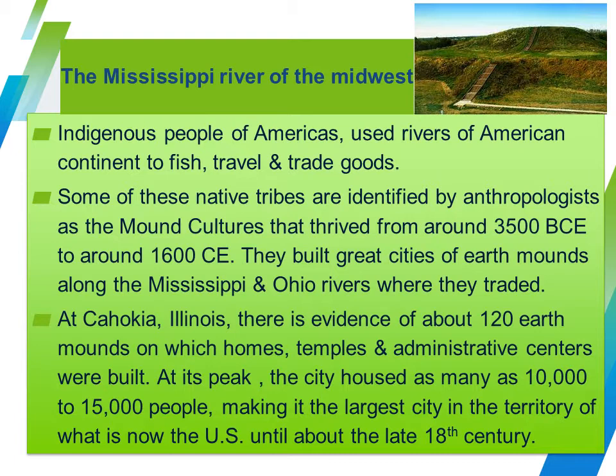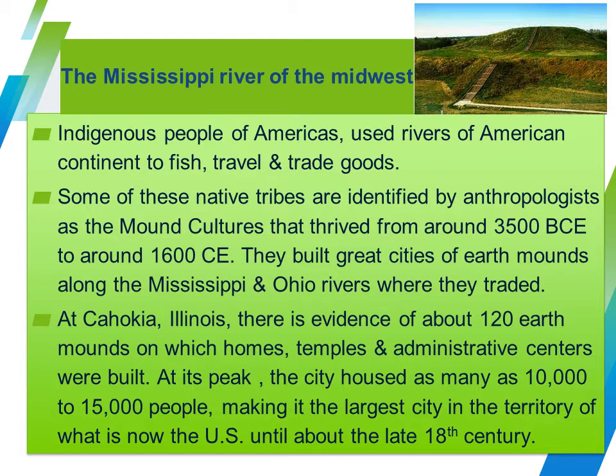At Cahokia, Illinois, there is evidence of about 120 earth mounds on which homes, temples, and administrative centers were built. At its peak, the city housed as many as 10,000 to 15,000 people, making it the largest city in the territory of what is now the US until about the 18th century.